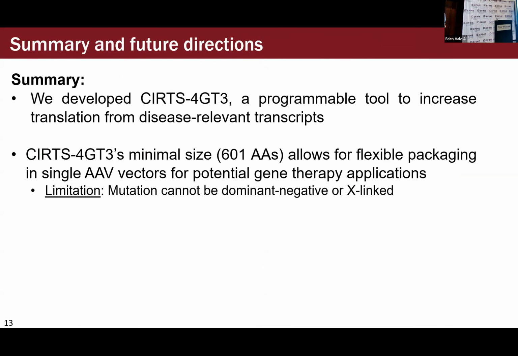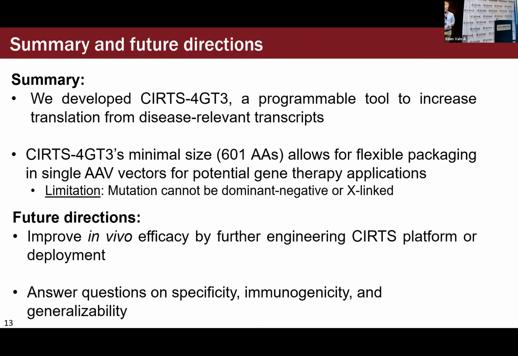But just to summarize, we developed SERTs for GT3. It's a programmable tool to increase translation from disease-relevant transcripts. It's a minimal 600 amino acids, so flexible packaging is very possible in AAV vectors. But a limitation to RNA targeting is that mutations can't be dominant negative or X-linked, so that's an important caveat. For future directions, obviously improving efficacy is our biggest priority, either by further engineering the platform or its deployment, and then also answering outstanding questions on specificity, immunogenicity, and generalizability.